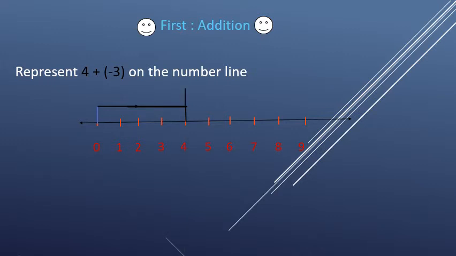Move 3 units in the negative direction. Then we get to the number 1, so our result equals 1. Then 4 plus negative 3 equals 1, and it's the same as saying 4 minus 3.